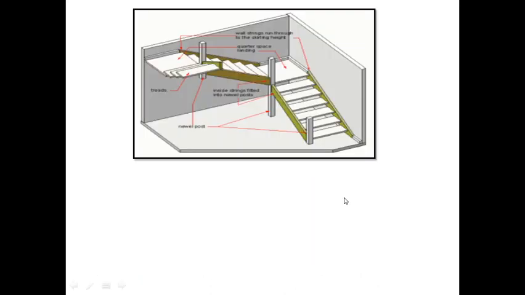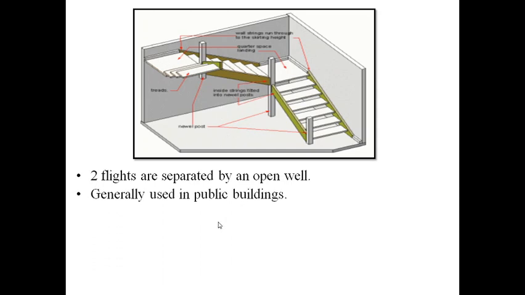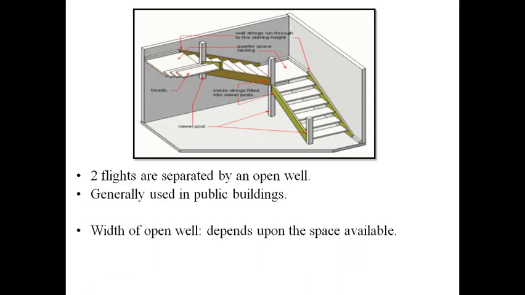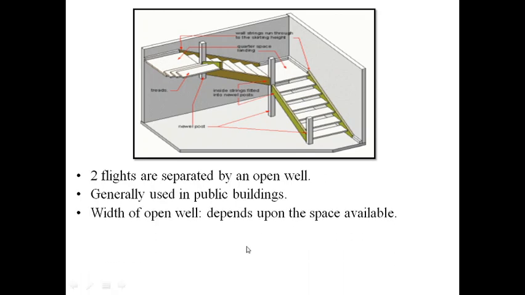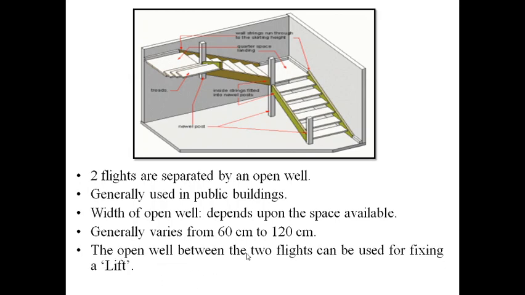Now this is one more pictorial view. Two flights are separated by an open well. So here the open well is formed. Generally an open well staircase is used in public buildings. The width of the open well depends on the space available, and that generally varies between 60 centimeter to 120 centimeter. The open well between the two flights can be used for fixing a lift. So here the open well formed can be used to fix a lift in the building.